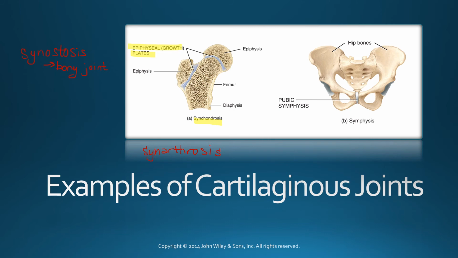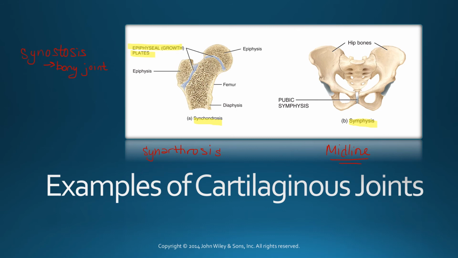Next, a symphysis. This is also a cartilaginous joint, in which the ends of the articulating bones are covered with hyaline cartilage, but a broad, flat disc of fibrocartilage connects the bones. An important note is that all symphyses occur in the midline of the body.